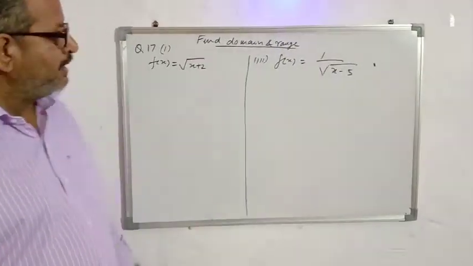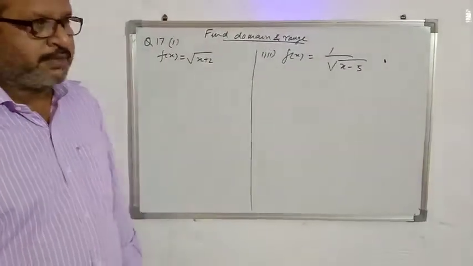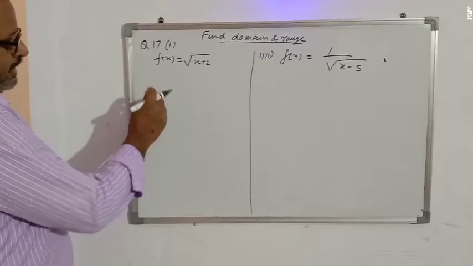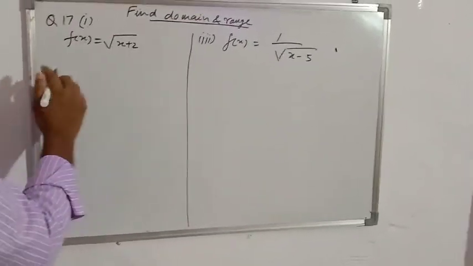In this video we will continue exercise 2.4, how to find the domain and range of the given function. I have taken question number 17, first part and third part. So what is the first part? f(x) is equal to root x plus 2. We have to find its domain and range.